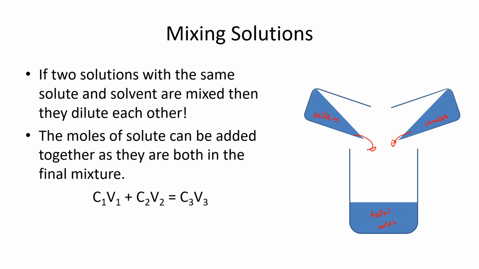Well, you can figure out that the moles after is going to equal the sum of the moles before, right? This is moles, this is moles. Call this 1, call this 2, after will be 3, right? So moles 1 plus moles 2 equals moles 3. Make sense?